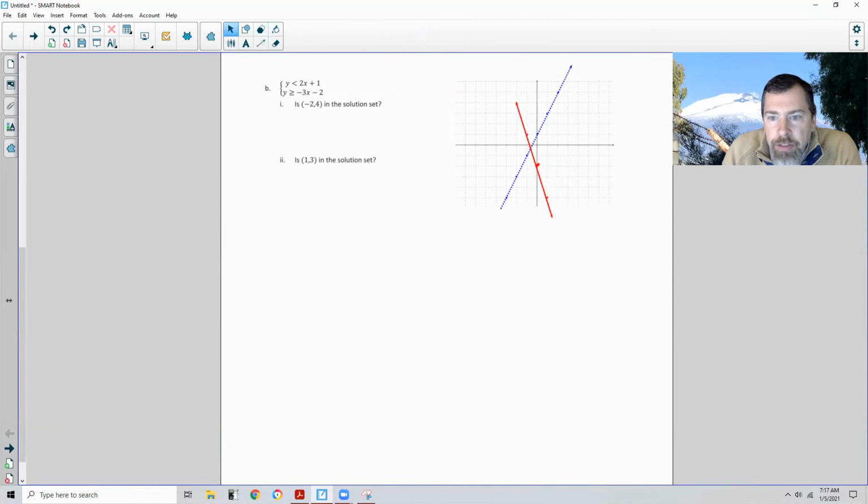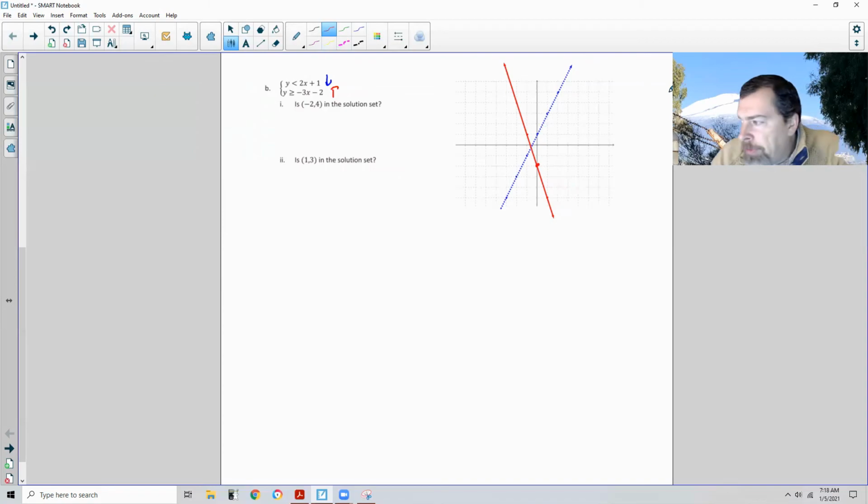Let me just fix this. Just trying to get this very accurate. Okay, so there are my two lines, one solid, one dashed. All right, so we want to be below the blue line, and greater than means to be above the red line. So below blue and above red is this area over here to the right.